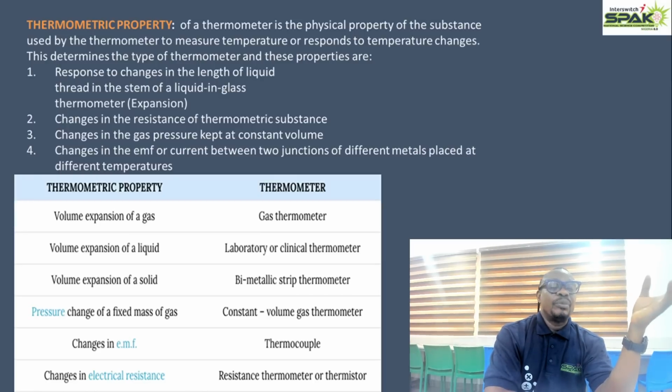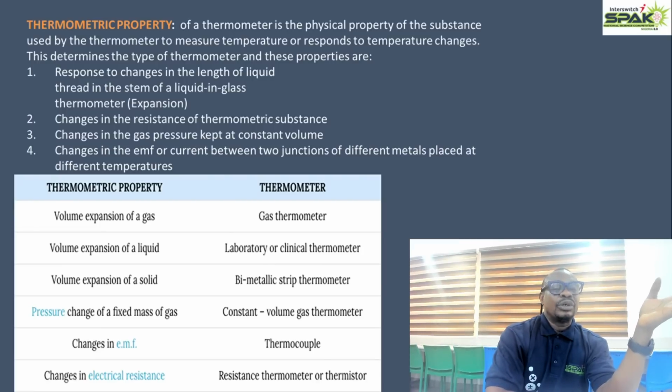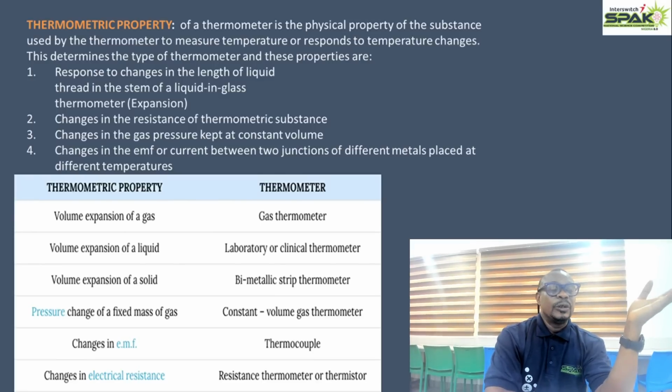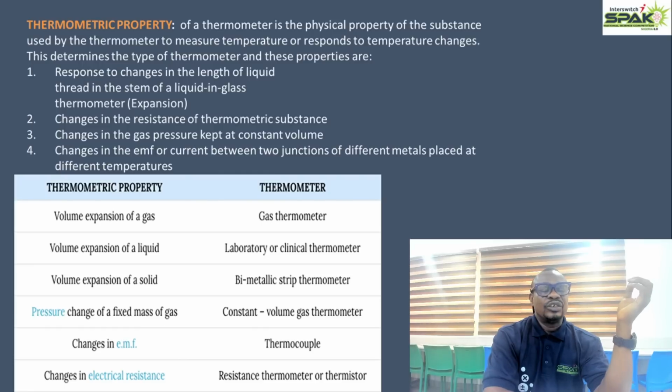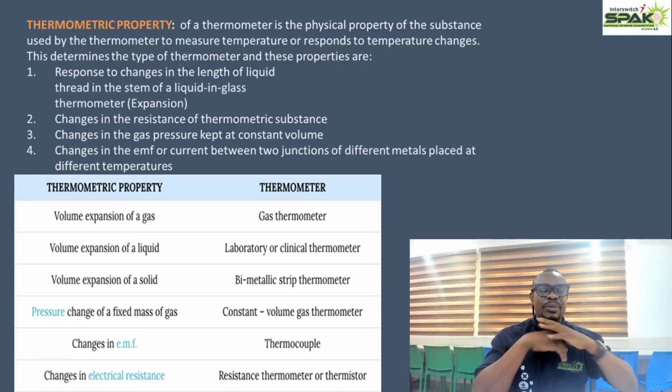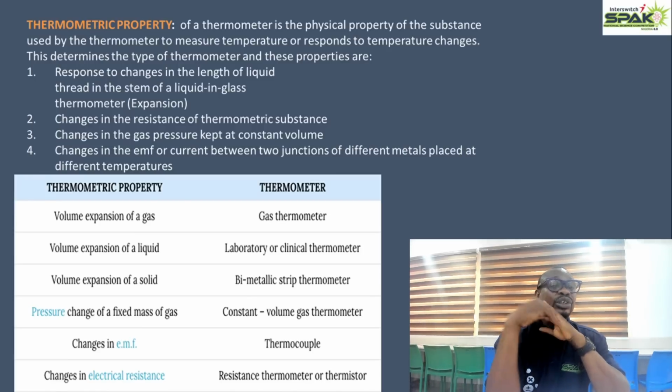For constant volume gas thermometer, we have what? The change in the pressure at constant volume with temperature. Okay, so what do we have for the thermocouple? It has to do with the change in the EMF at the junction, between the terminals of the thermocouple with change in temperature.